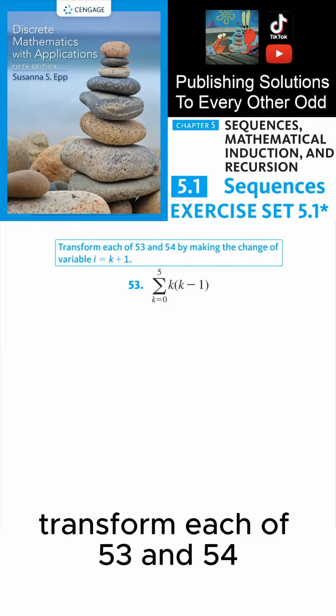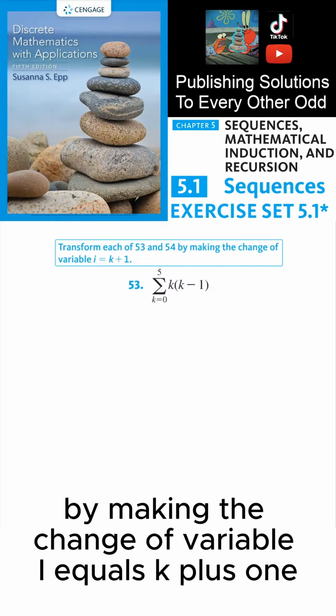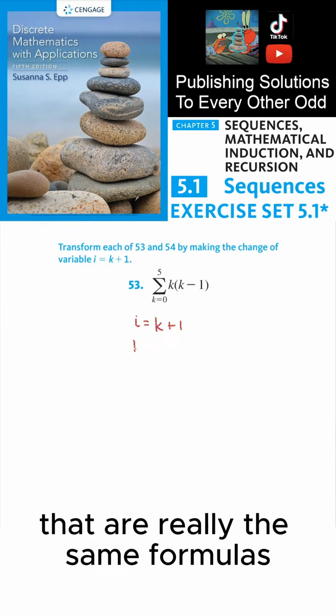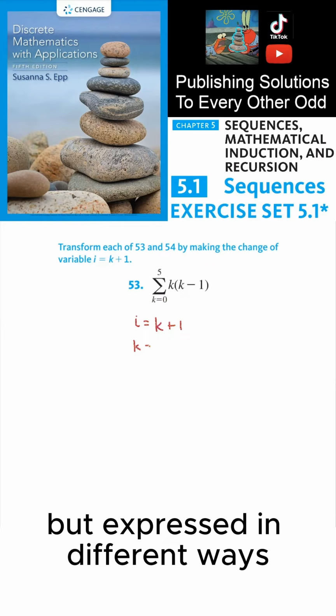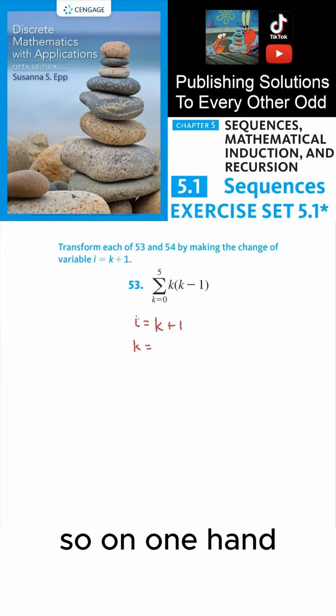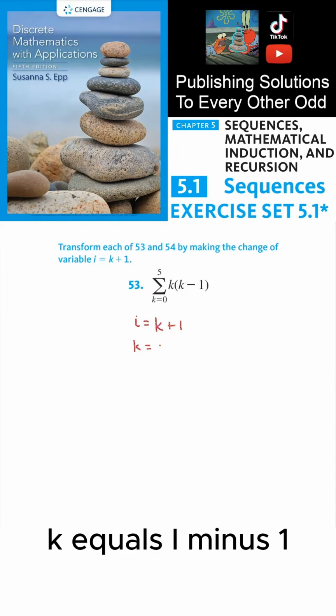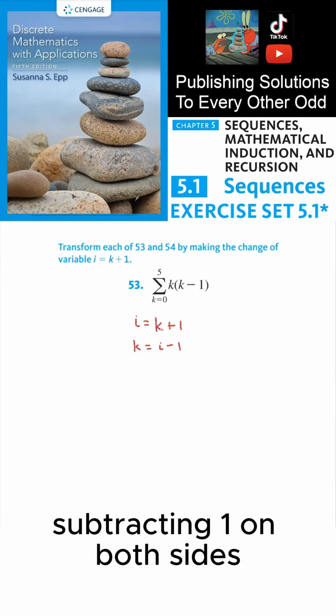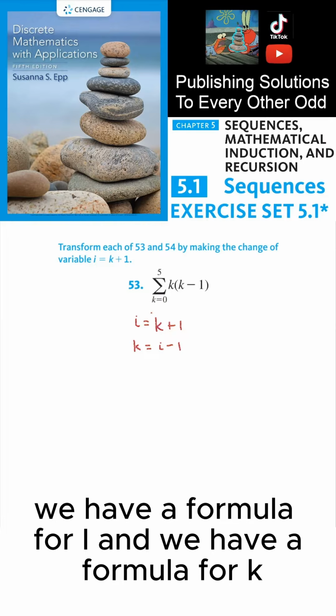Transform each of 53 and 54 by making the change of variable I equals k plus 1. So I'm going to give you two formulas that are really the same formulas but expressed in different ways. On one hand, I equals k plus 1, but on the other hand, k equals I minus 1. And we can get that from the previous equation by subtracting 1 on both sides. But written this way, we have a formula for I and we have a formula for k.